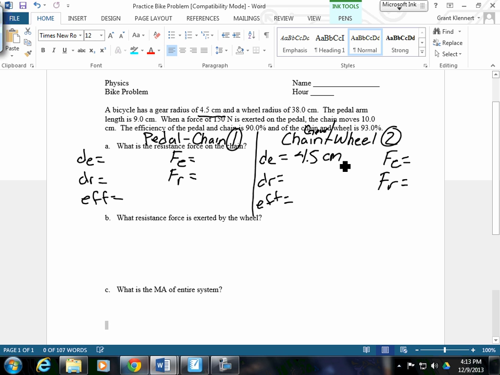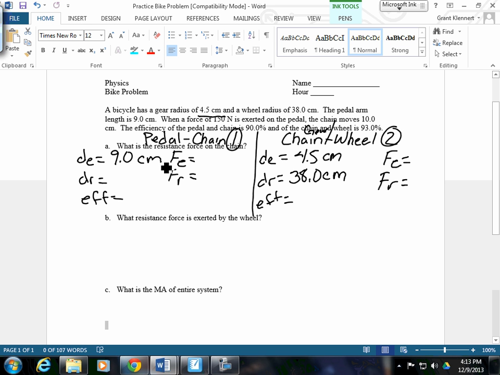It's the distance of effort, and our distance of resistance is 38.0 centimeters. Next up, the pedal arm length is 9 centimeters. Well, what is this? Is that effort or resistance? We're pushing on the pedal. So our initial DE1 on the pedal is going to be, our distance is 9.0 centimeters.